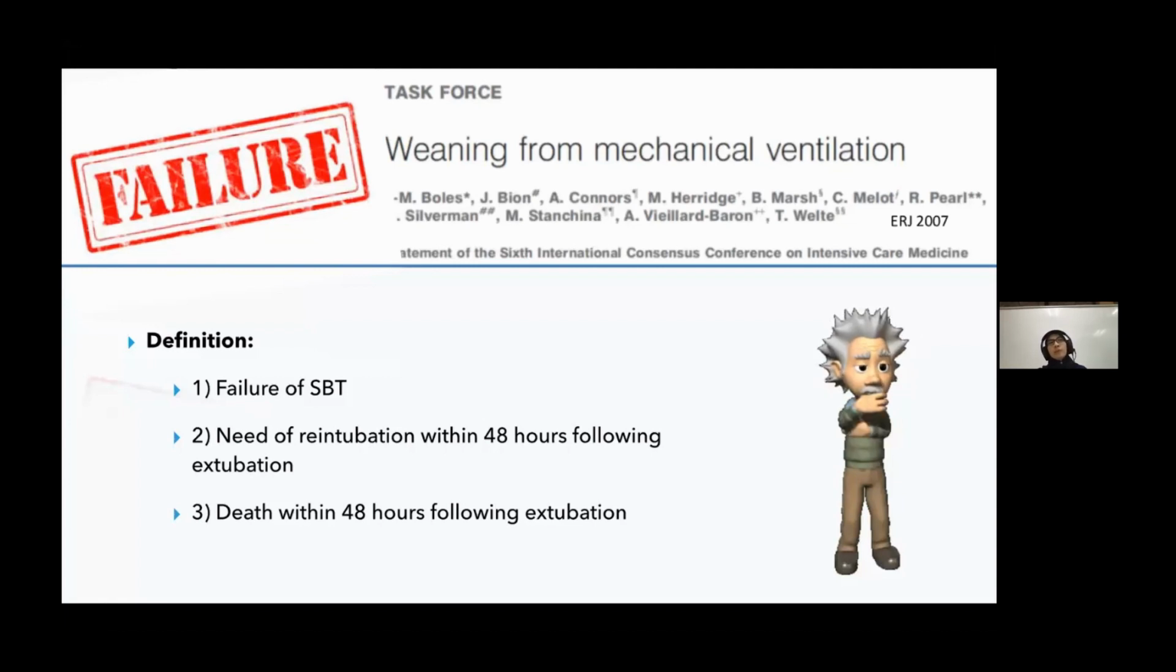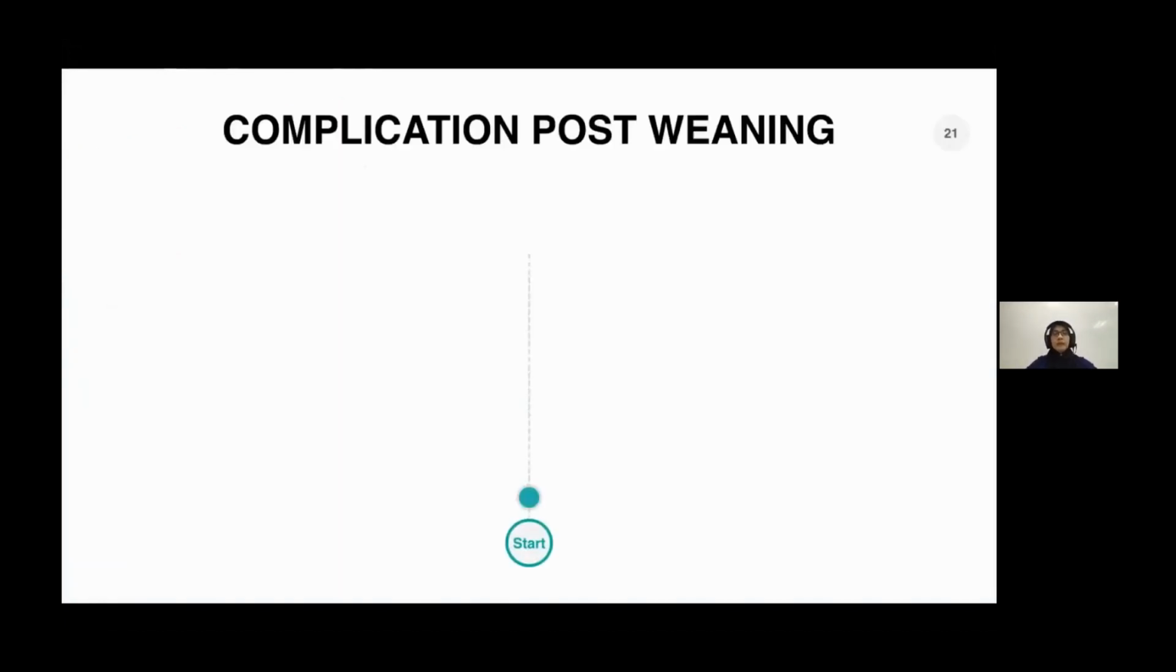The other thing is death. Death within 48 hours following extubation is also considered as failed weaning. Of course, it can be because of other processes, but if the patient died of another process and there is a history of extubation within the 48 hours before death, then you know that is also part of the criteria or definition of failure in weaning.